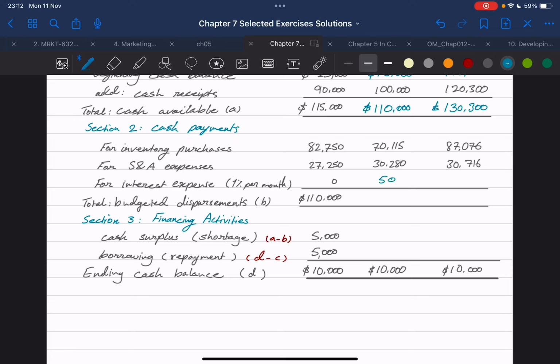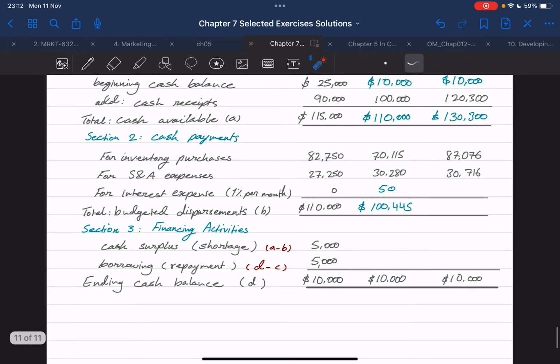Now I have this column completed. I can calculate the total budgeted disbursements for the month of August. So I'm going to say on my calculator, 70,115 plus 30,280 plus $50. And that will be 100,445. Okay.